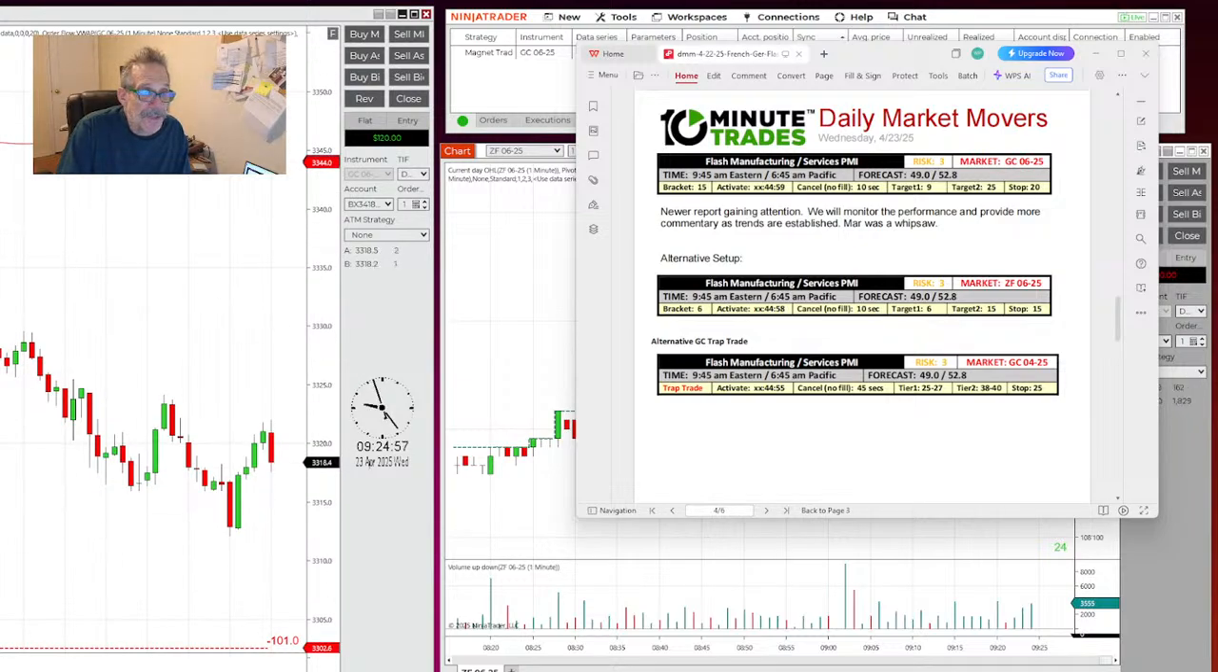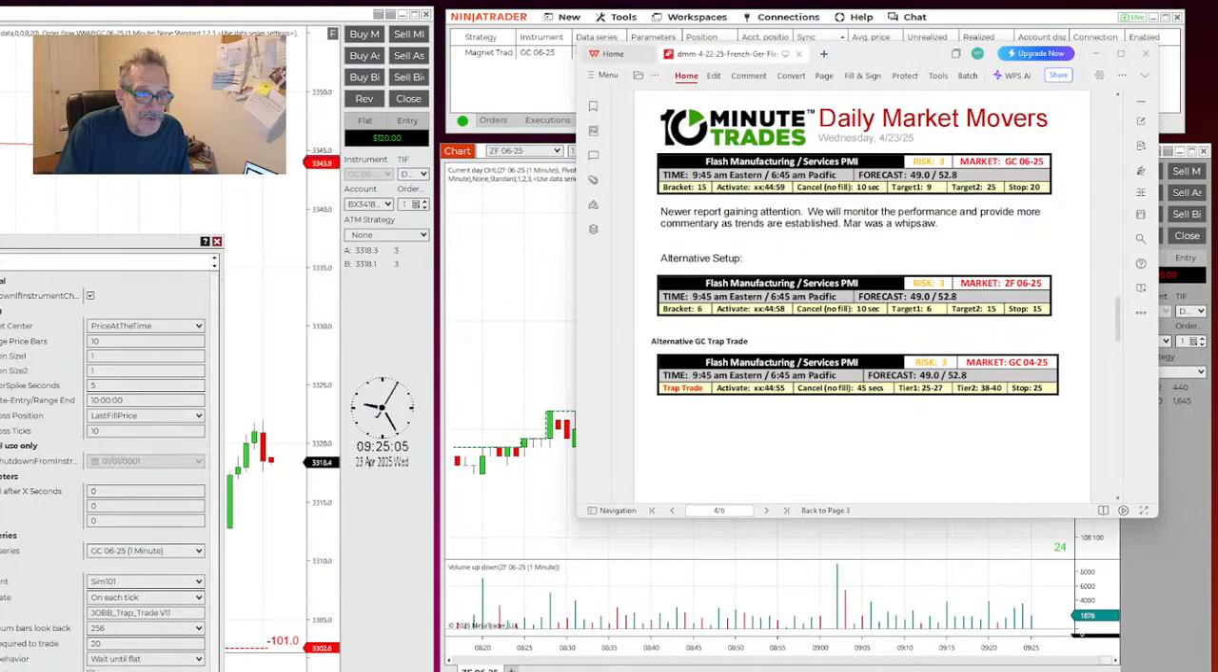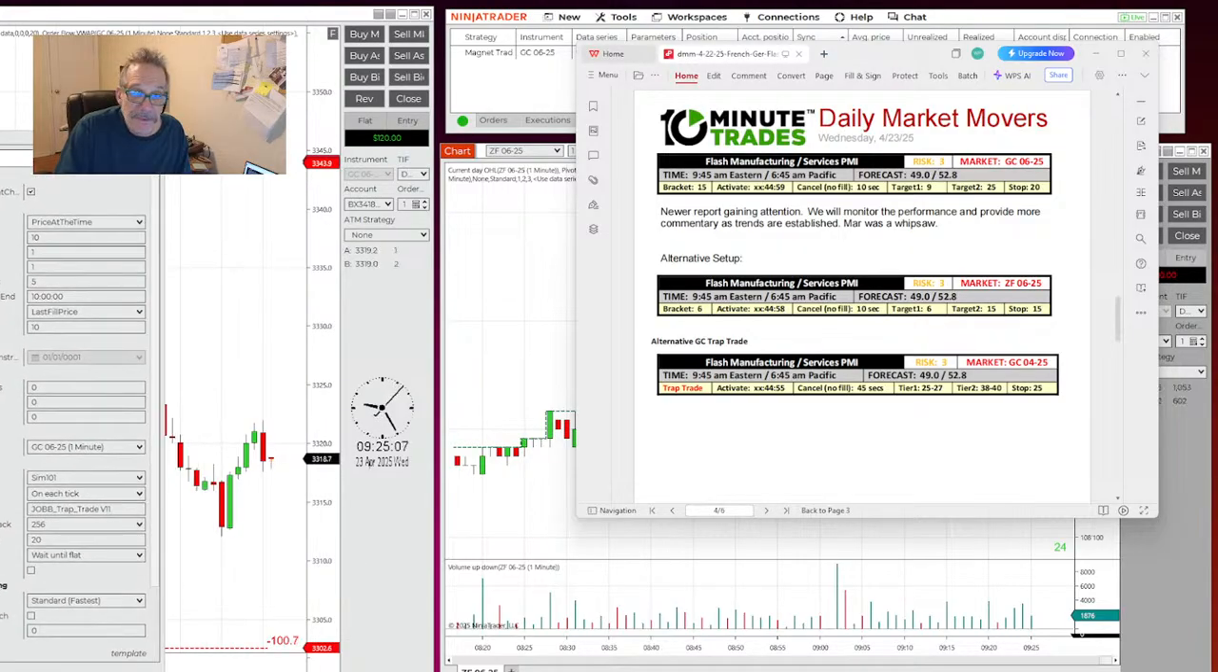First thing I'm going to do is I'll set up the trap trade. I'm adding a trap trade to the chart. The stop is 25. Position 1 is a 1. Position 2 is a 1. And then our activation time is going to be 9:44:55.